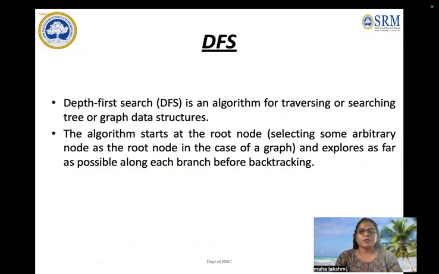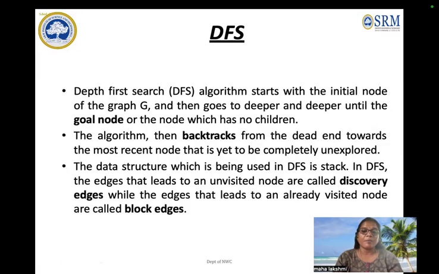Discussing more about depth first search: it is an algorithm for traversing or searching a tree or graph data structure. The algorithm starts at the root node, selecting some arbitrary node as the root node in the case of a graph, and explores as far as possible along each branch before backtracking. The depth first search algorithm starts with the initial node of the graph G and then goes deeper and deeper until the goal node is found or the node which has no children.